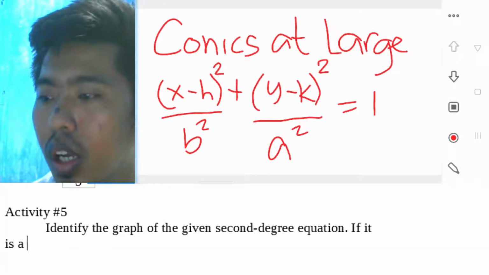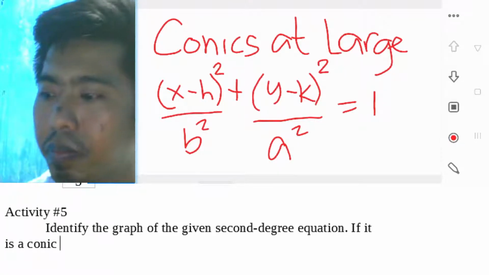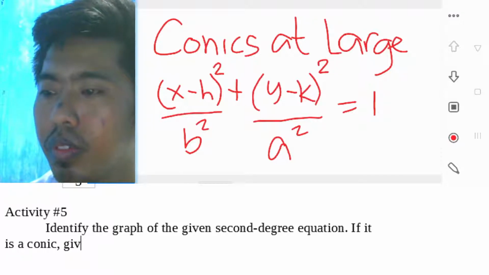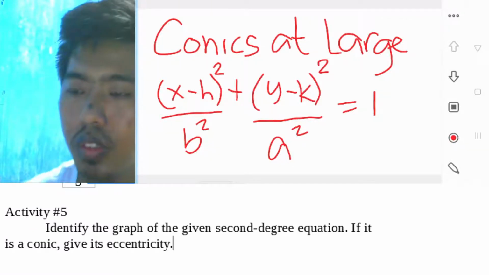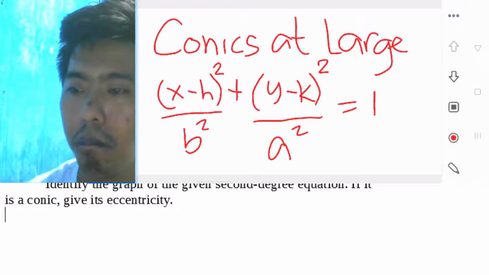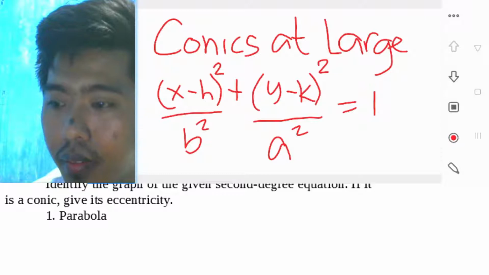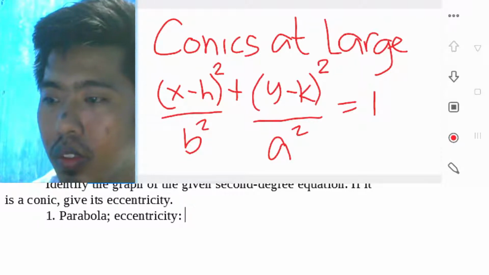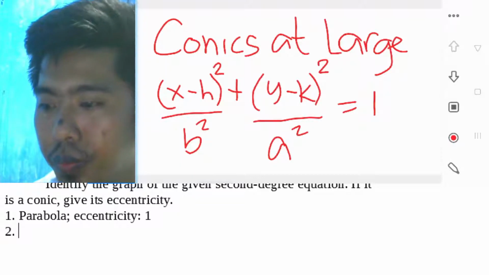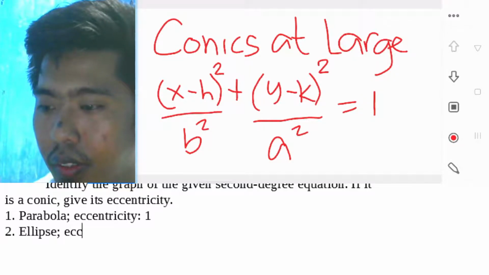If it is a conic, give its eccentricity. Just understand the problem: it is a parabola, eccentricity is 1. Number 2, ellipse, eccentricity.